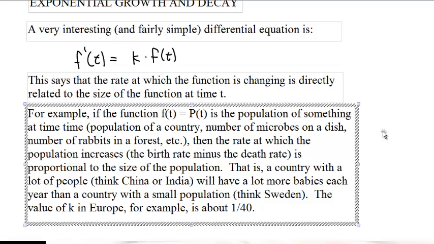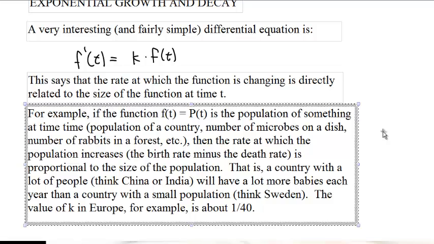And I don't care that in China you're only allowed to have one baby per family, there are still billions of people in China. That means there's a lot more babies born each year. That means that the population of China is increasing a lot faster than the population of Sweden is changing. The people of Sweden are quite charming, but they just don't have enough people to have as many babies as people in China have. In Europe at the moment, I've heard the number is about 1/40th.